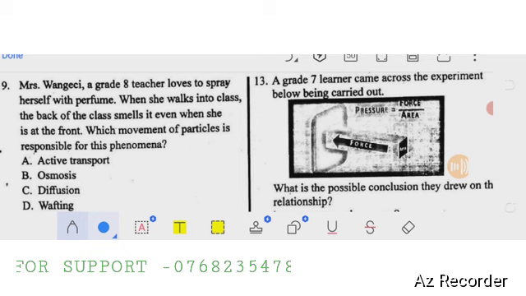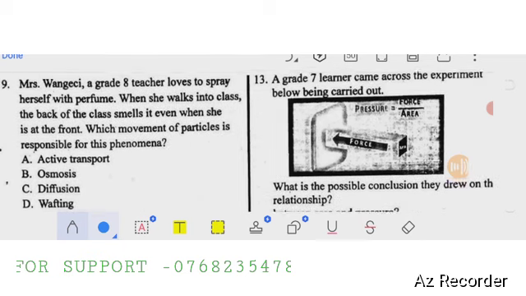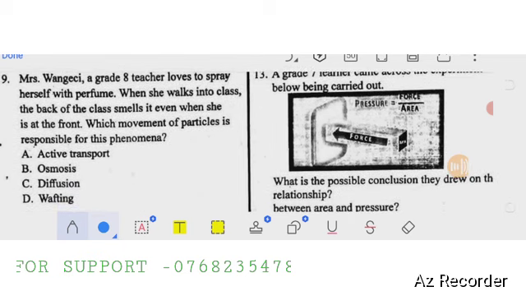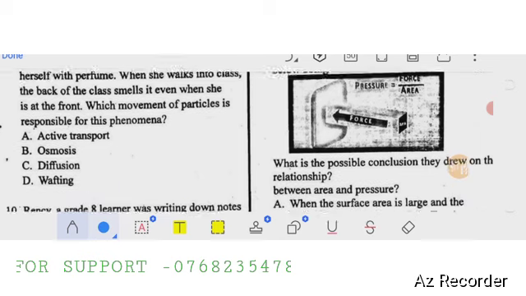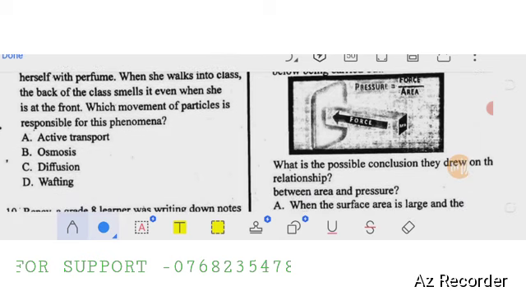Mrs. Wangeshi, a grade 8 teacher, loves to spray herself with perfume. When she walks into the class, the back of the class smells it even when she's in front. Which movement of particles is responsible for this phenomenon? So this is diffusion, which is the process that involves movement of particles from a region of high concentration to a region of low concentration.